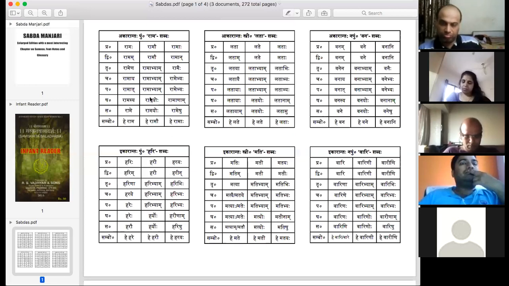So these are the words that you find in sentences. You won't find a Rama in a sentence. You will find either Ramaha or Ramau or Ramaha or Ramena, Ramabhyam. So you will find these words, and we have to understand the meaning of those words.